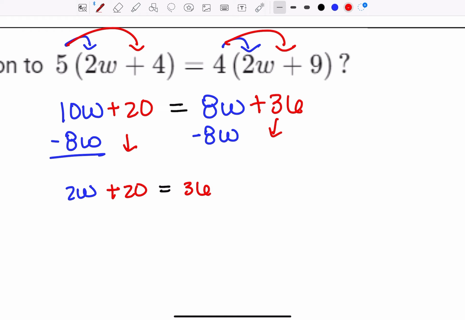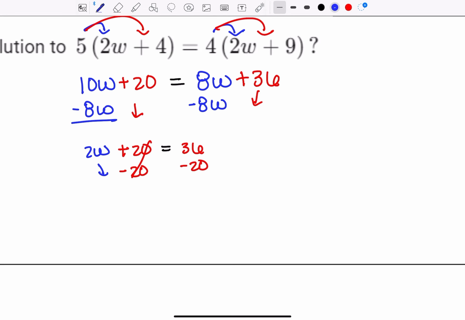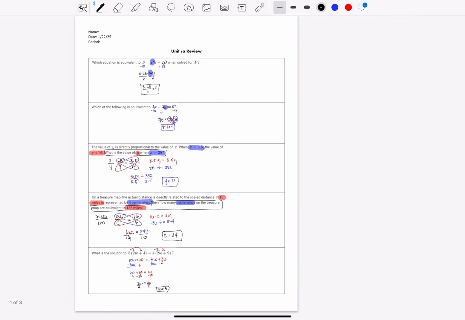Then my second step is to move the number to the right. So my number is going to be a positive 20. Inverse of positive is negative. So then I have 2W is equal to 16. Last step is to divide by 2. And so W is equal to 8.